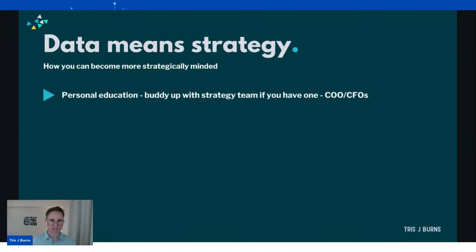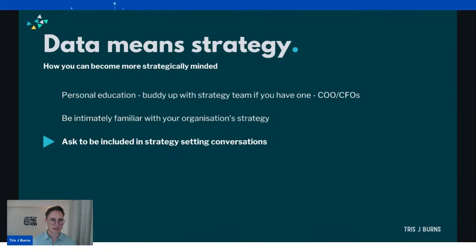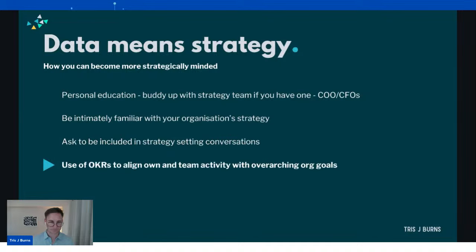Okay, so how do you, data leader, become more strategically minded? Well, personal education. Buddy up with the strategy team if you have one. Speak to your COOs and CFOs. Be intimately familiar with your organization's strategy. If you haven't heard it, go ask what it is. Ask to be included in strategy setting conversations, even if you're just listening to begin with.